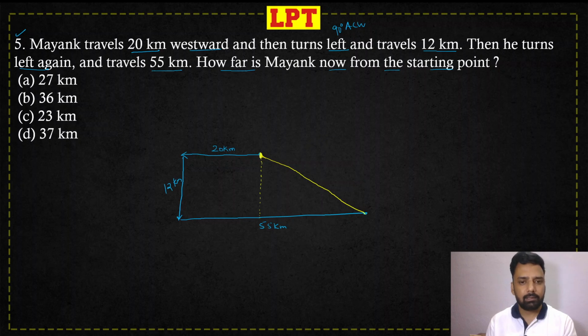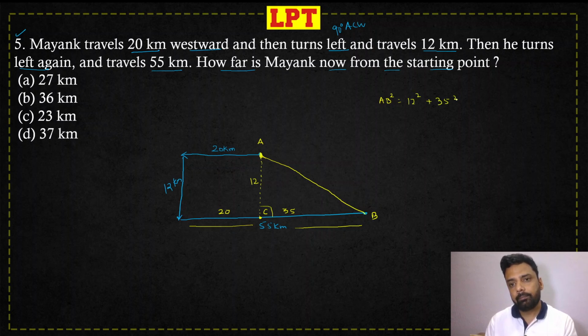How far is he from the starting point? Let us call the starting point A, the final point B, and let us call this point C. Now this is 20 kilometers, so this is also 20 kilometers. This is 12 kilometers, so this is also 12 kilometers. And this total distance is 55 kilometers. Out of 55, this is 20, right? So I have 35. So applying the Pythagoras theorem here, I can calculate the length of AB. AB square equals 12 square plus 35 square.